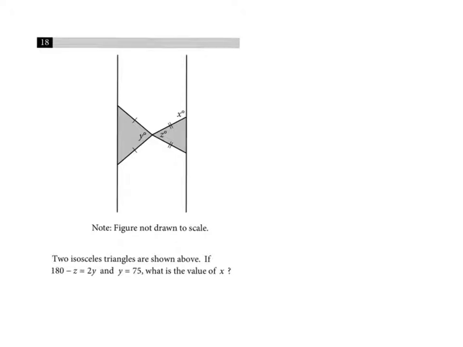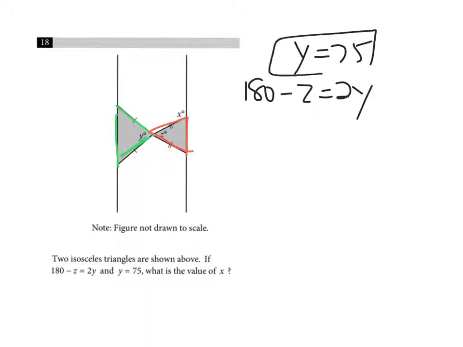Problem 18, they're giving you two isosceles triangles. This triangle on the left and this triangle on the right. Here you're told 180 minus z equals 2y, and you're told y is equal to 75, and the question is, what is the value of x?